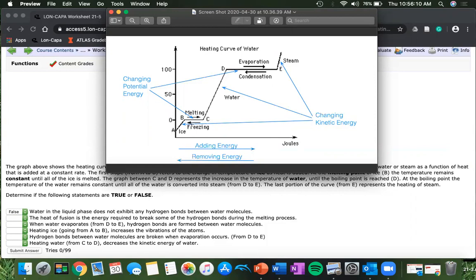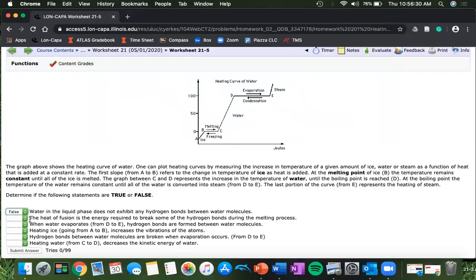So for the heat of fusion, what we have happening here is we melt. Some of these hydrogen bonds are breaking during this process. We're spreading out our molecules. The molecules are more tightly packed in ice, and they're slightly more spread out in water. So some of the energy that's required for the heat of fusion is breaking the hydrogen bonds during the melting process.